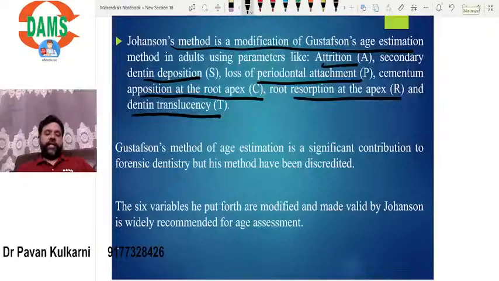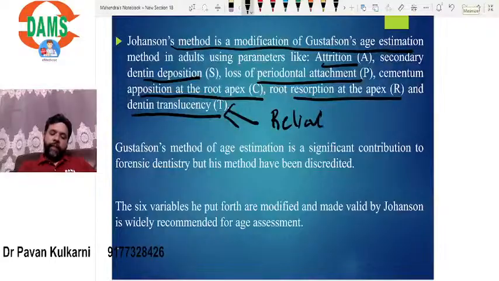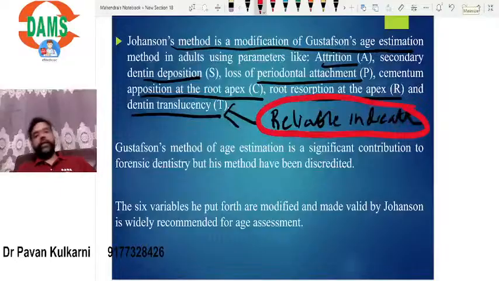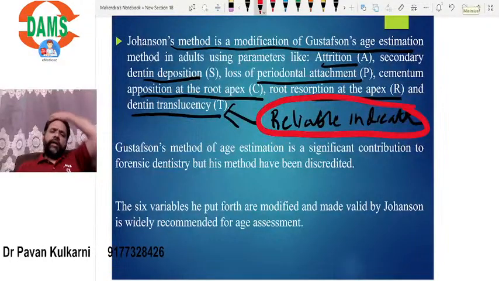Root resorption is seen, and loss of dentine translucency. Remember, this loss of dentine translucency is considered to be the most reliable indicator or criteria for the Gustafson's method. Sometimes you can expect this question also. Actually, this is an all India AIPG question. Previously we had AIPG, right? So this is the AIPG question. If you look at the AIPG MCQ bank, you will get this question.